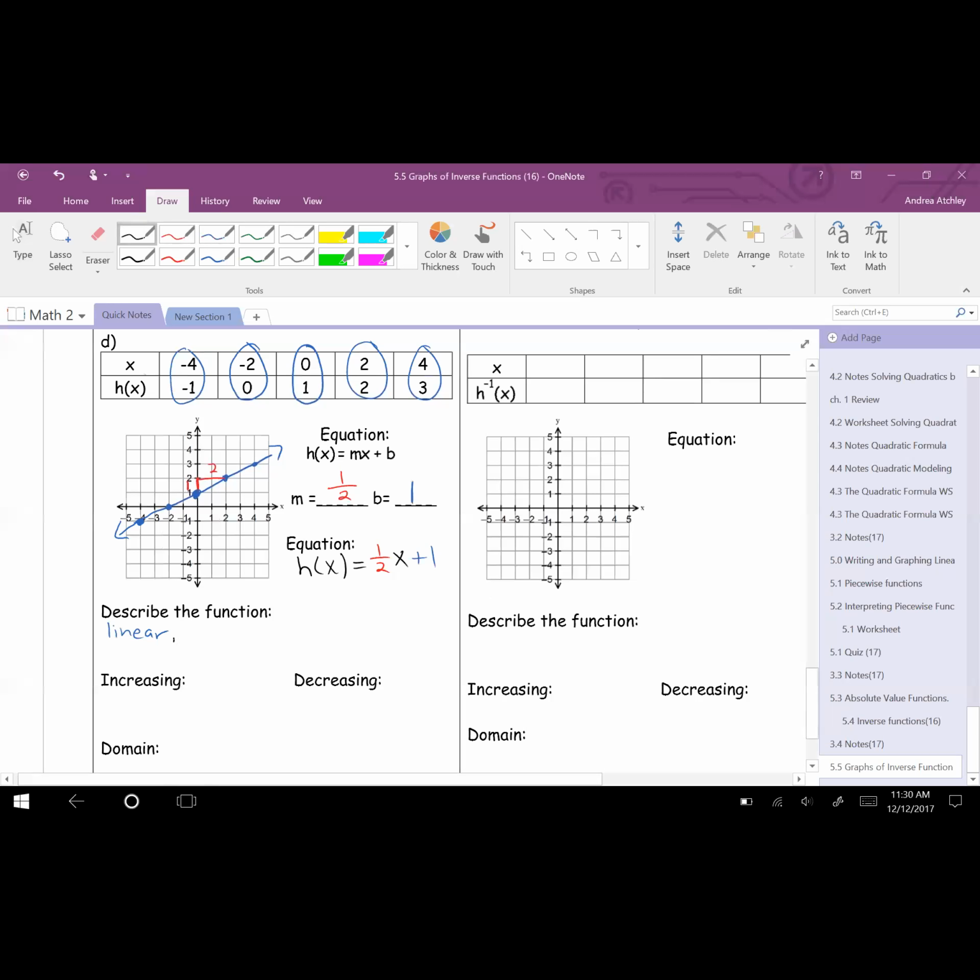Okay, we want to talk about the intercepts. The x-intercept is at -2, and the y-intercept is at 0, 1.